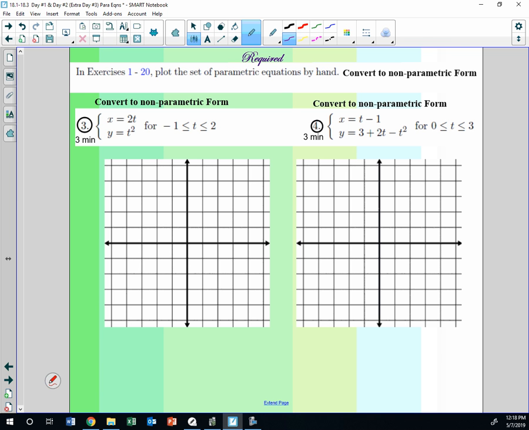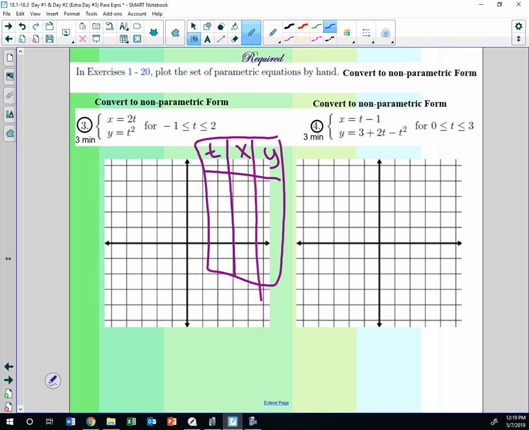Now, what we're going to do is start by making a little table. So you go t, x, and y, and then I'm just going to take the integers here. T is between 0, 1, 2, and 3. And we're just going to put these values of t into this equation, x and y, and get the points.